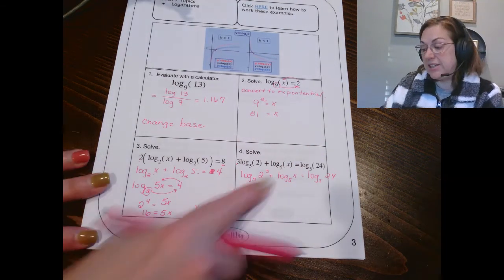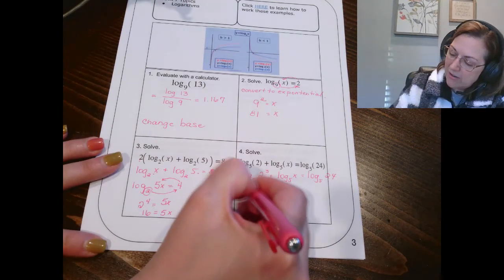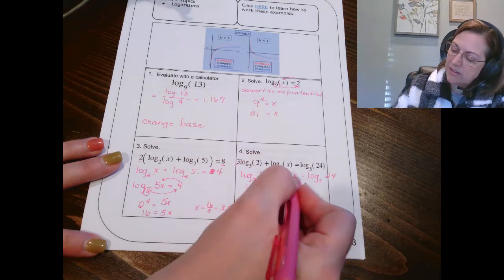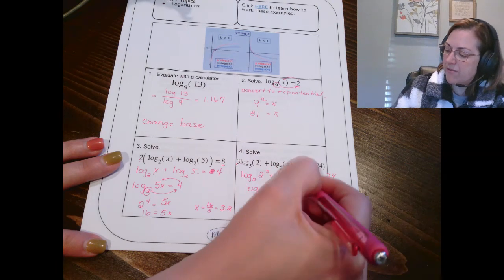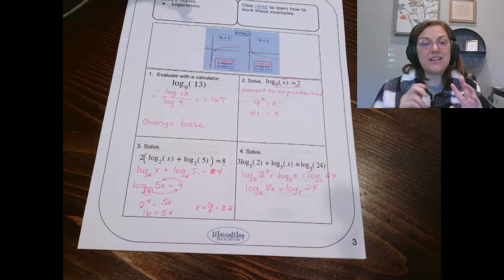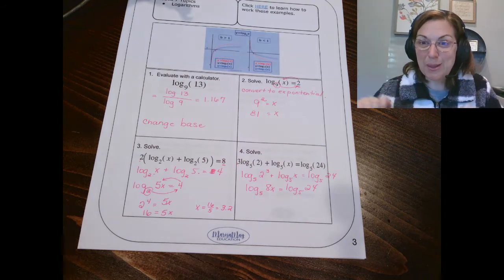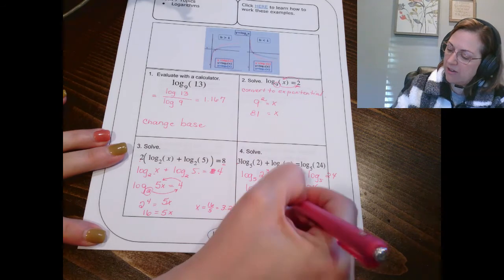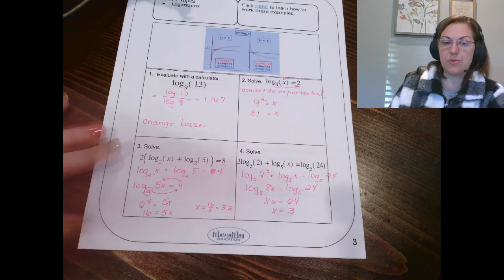Okay, now we see addition. I know that means I can rewrite this as multiplication. So now I've got log base 5 of 2 to the 3rd, which is 8, times x equals log base 5 of 24. Now, once you have condensed down to 1 log equals 1 log, you can drop the logs. So that becomes 8x equals 24, and you can divide by 8, so x equals 3.